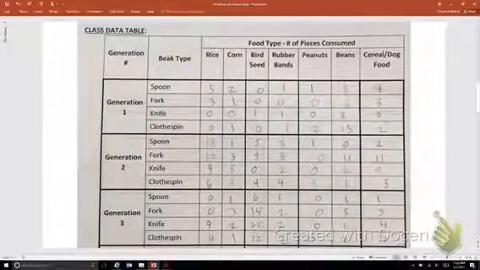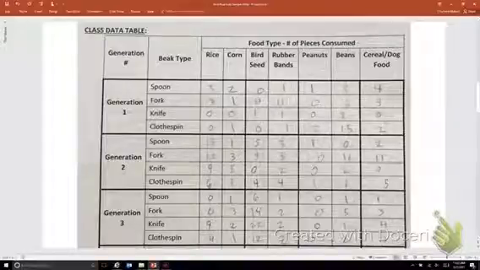This is an example of the class data. There's generation 1, generation 2, and generation 3. So all groups' information was compiled into one chart. If you do not have this information, you need to pause the video and record it in your table or chart. If you have partial or incomplete data, you do need to collect all of it.